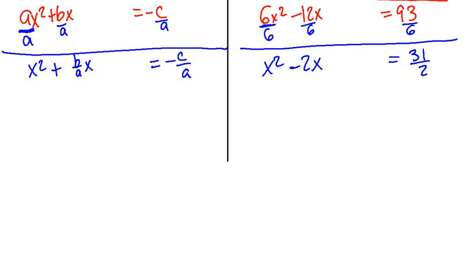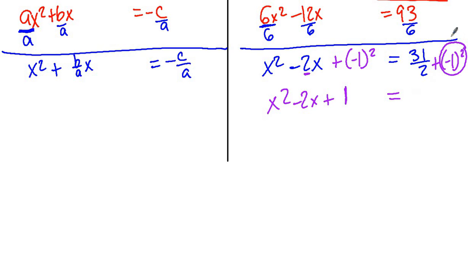Now on the right side, going back to the number example, we left a big space there so that we can complete the square. And just to recall, the way that we complete the square is we take half of this number and square it and add it to both sides. So half of negative 2 squared is negative 1 squared, and we're going to add that to both sides. Okay, so now let's simplify this. We have x squared minus 2x plus 1, and this number here is 1, which is the same as 2 over 2. So 31 over 2 plus 2 over 2 is 33 over 2.